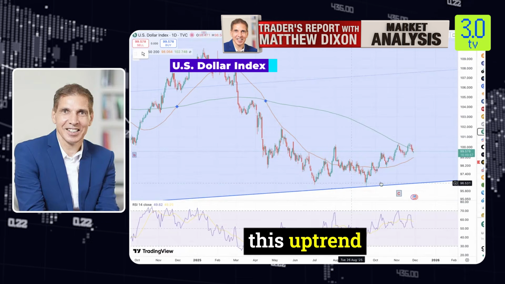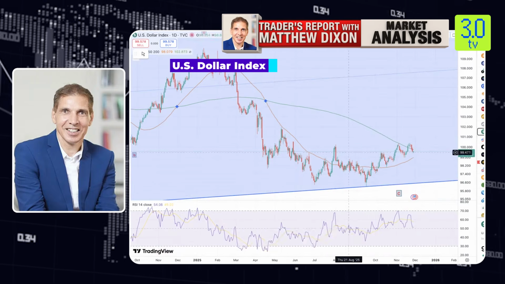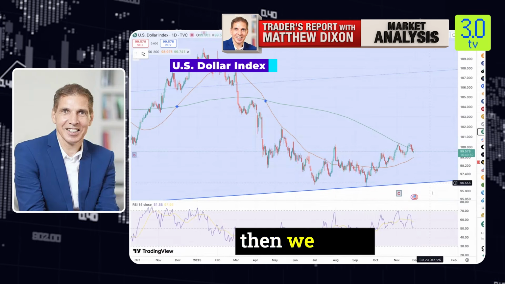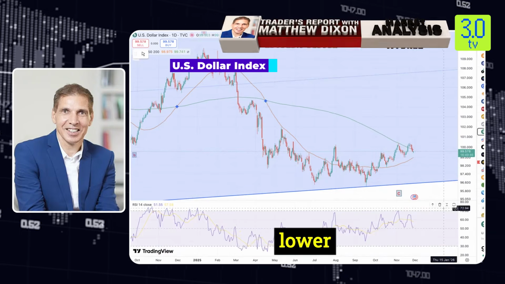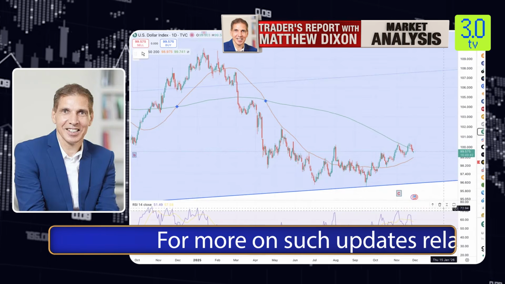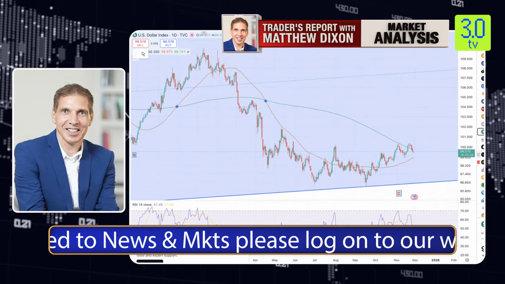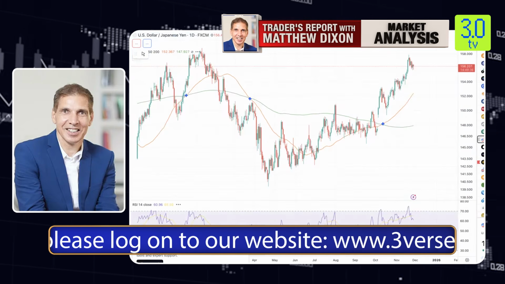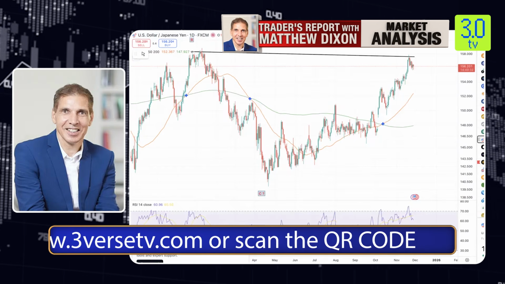Now we've had this uptrend in the dollar, which has continued. But if this is indeed corrective, as it certainly looks to me, then we could push down below that. If we break support, then the dollar could be going much lower. And that could potentially be quite good for risk assets and could give us the impetus for that push I'm talking about with risk assets, cryptocurrency, S&P 500, stock markets, etc.